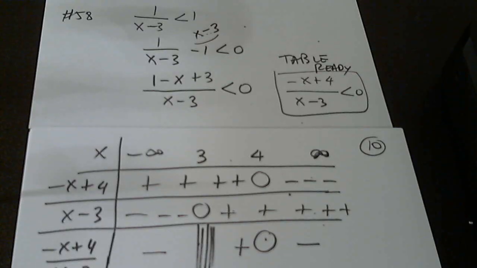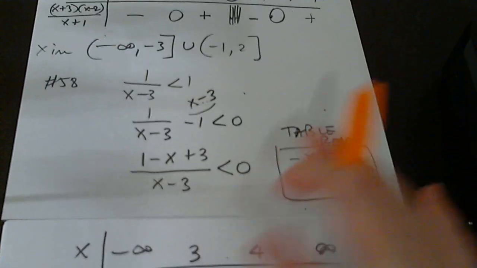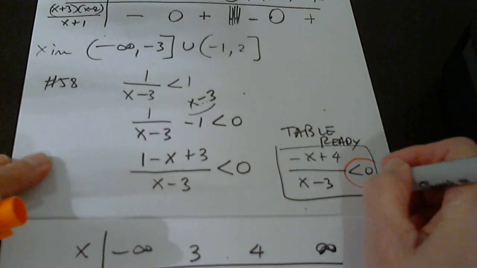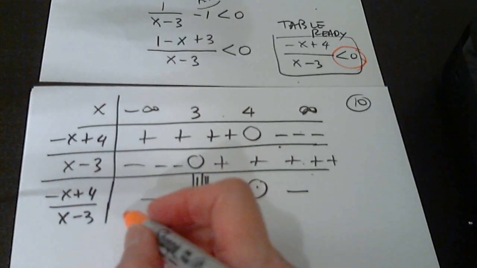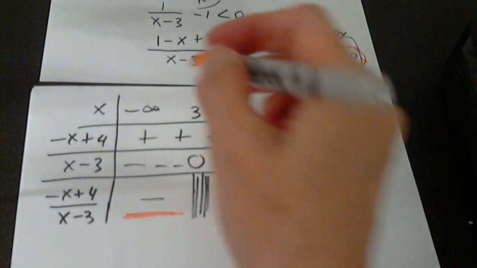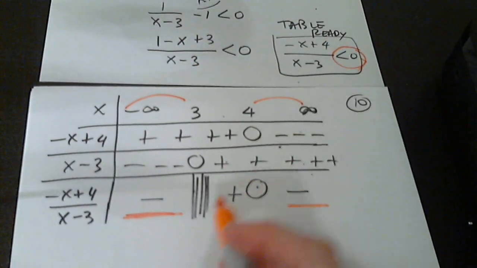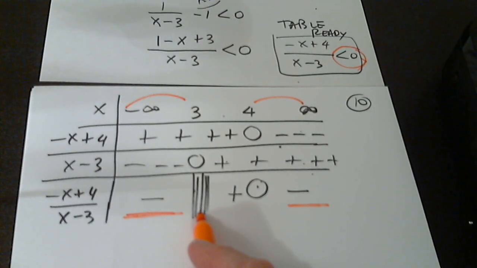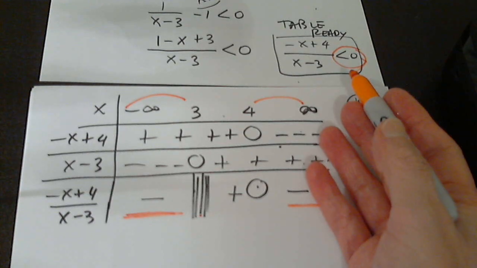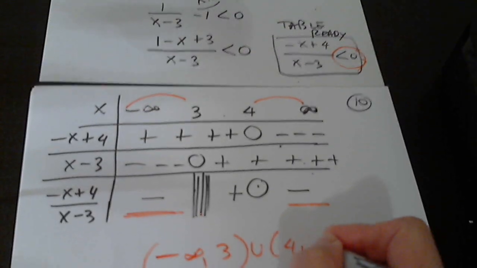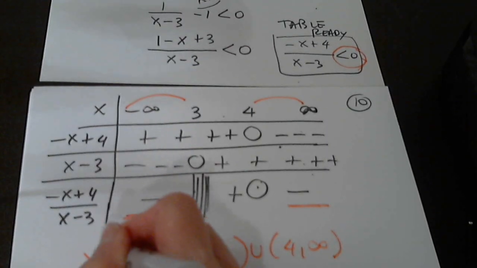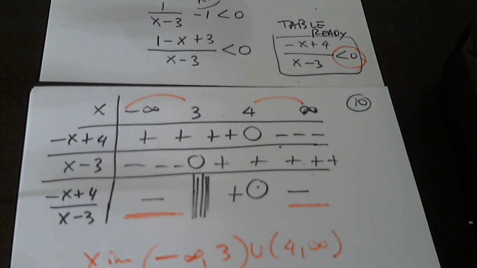Only now I look back to see what I am looking for. Again, which sign is less than 0? Okay, it's negative. So this is what I need to choose. But I cannot choose 3. And I cannot choose 4 because there is no equal symbol anyway. So negative infinity to 3, union 4 to infinity. X in this interval.